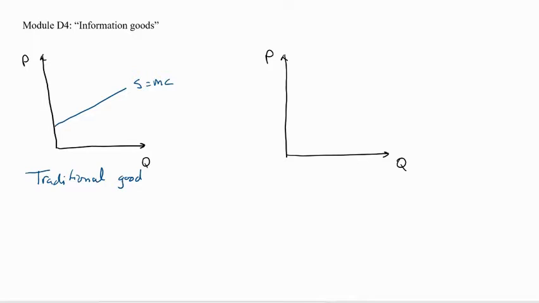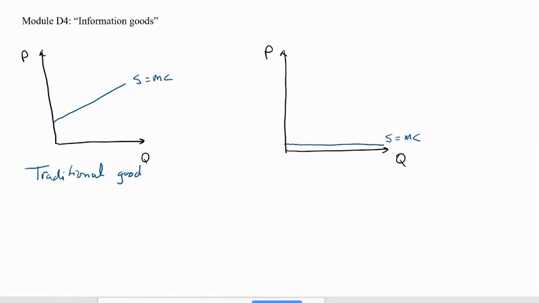In this case, the supply curve and marginal cost are very, very low relative to other costs, and moreover, they are constant and do not increase as we increase the number of people who are able to enjoy the item. This type of good, with very low and constant marginal costs of production, we term an information good.